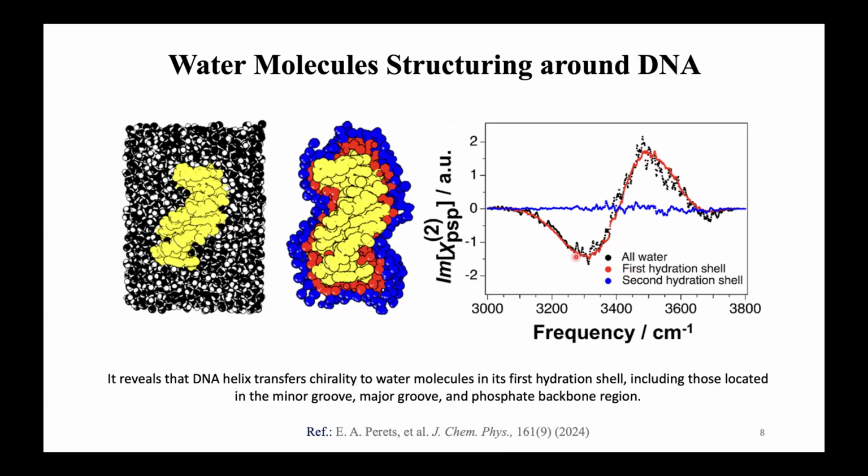You can see that the first hydration shell, which is red, produced a strong signal similar to the total signal of the sum frequency generation response. It indicates that in this part of the hydration shell, the water molecules are well ordered, while the second hydration shell shows almost no response.